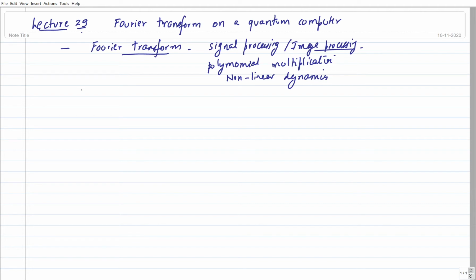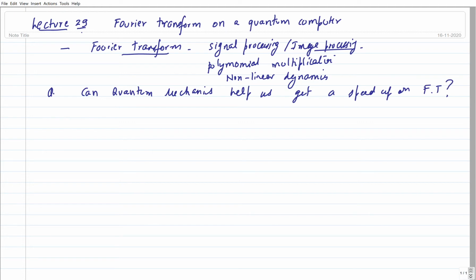and we'll see the applications of the Fourier transform, or if the question is that can quantum mechanics help us get a speed up on Fourier transform. So, and then we are going to see if at all quantum mechanics helps us in getting a speed up to Fourier transform, then what's the use? So let's start by defining the standard.